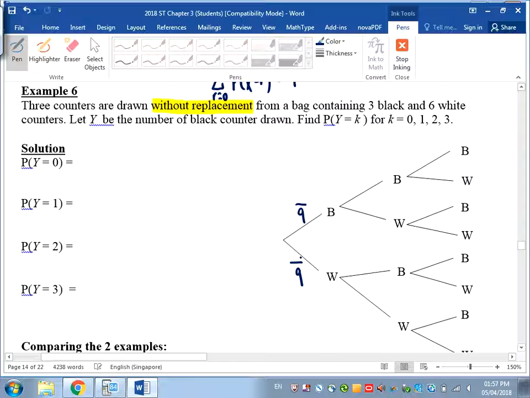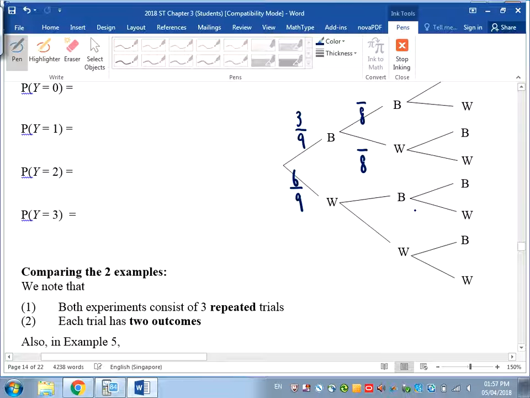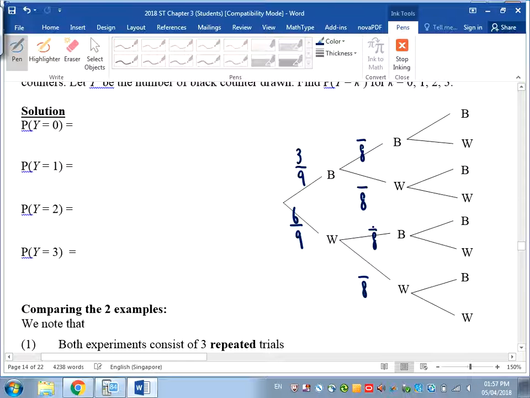Actually for this kind of question, it's pretty fast to fill up the tree diagram. We have to realize that after you take a ball, or a counter in this case, you have one lesser counter to choose from. So the overall counter will decrease by 1, which is why all the second branches will be over 8. And for the final branch, it'll be everything over 7.